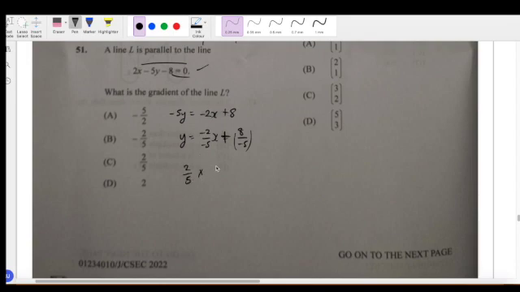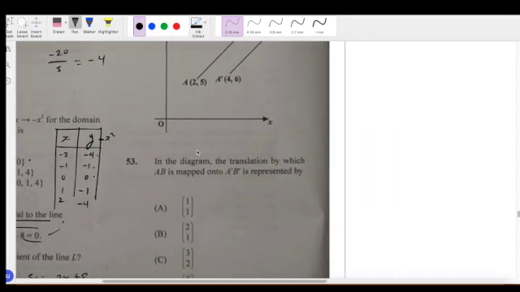2 over 5 multiplied by what will give me minus 1? 2 over 5 multiplied by negative 5 on 2. So therefore, no, line L is parallel to the line, not perpendicular, so I don't have to do the minus 1 thing. The minus 1 thing is for perpendicular lines, but parallel lines have the same gradient. So the gradient is 2 on 5. Parallel means it'll have the same gradient as this, which is 2 on 5.